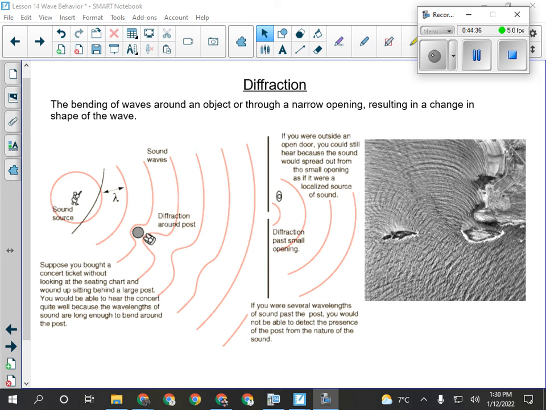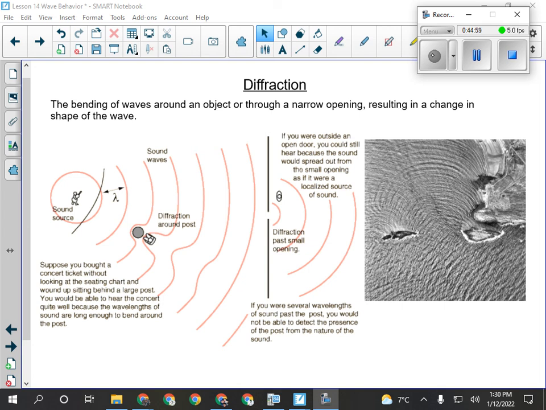If light diffracted, what would you not have following you around all the time? Right. Okay? Because look at here. If I'm this person and I bought the worst seats ever for this concert and I'm right behind this post, I can still hear the concert because the waves will bend around the post. Okay? And I'll still hear them.